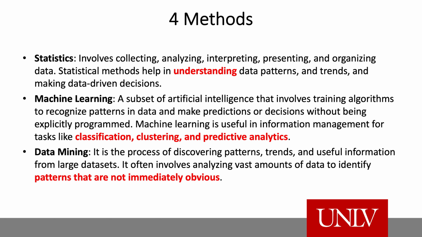In this course, we will use both statistical techniques and machine learning methods to analyze and manage information. Statistics focuses on collecting, analyzing, interpreting, and presenting data. Through statistical methods, we can identify patterns, understand trends, and make decisions that are supported by evidence. Machine learning builds on this by training computational models to automatically learn patterns from data and make predictions or decisions without needing explicit rules. These models are especially useful for tasks such as classification, clustering, recommendation, and predictive analytics.